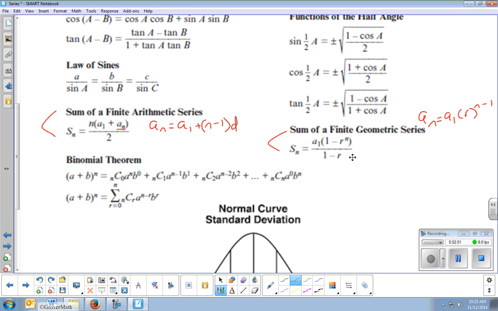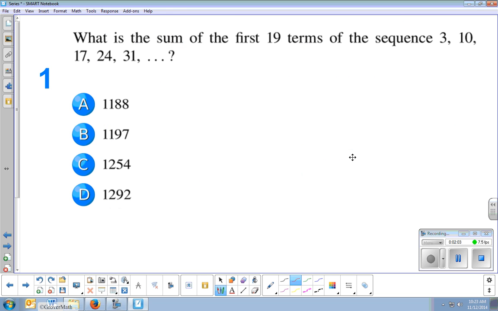So let's look at an example of each. What is the sum, which tells me series, of the first 19 terms of the sequence 3, 10, 17, 24, 31? Now, could I just continue the pattern until I have 19 of them and then add them all up? Sure. But let's practice our formula anyways because the questions will be designed specifically for you to use that.